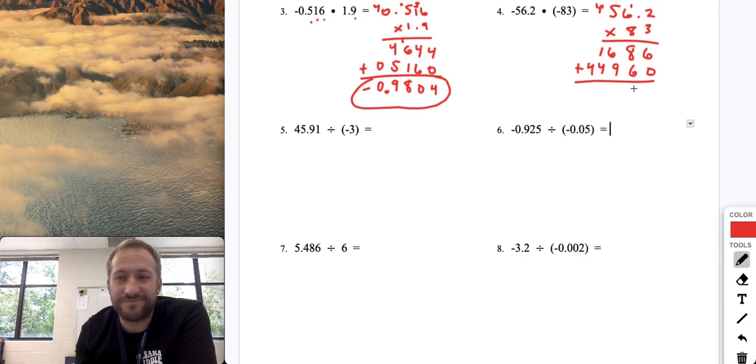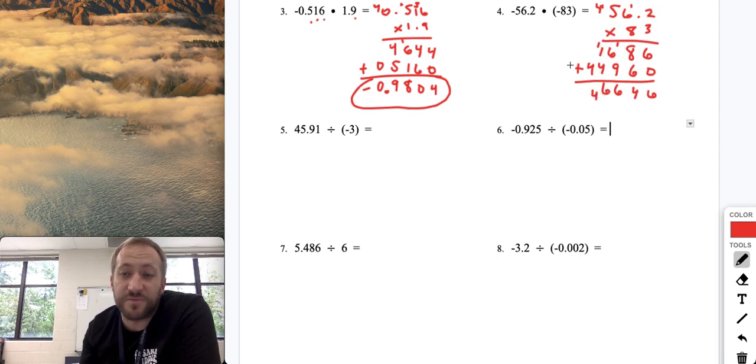Now I get to go add them up. 6 and 0 gives me 6. 8 and 6 gives me 14. Carry the 1. That's 16. Carry the 1 again. That's 6. And that's 4. Now let's see where the decimal is going to go in this answer.